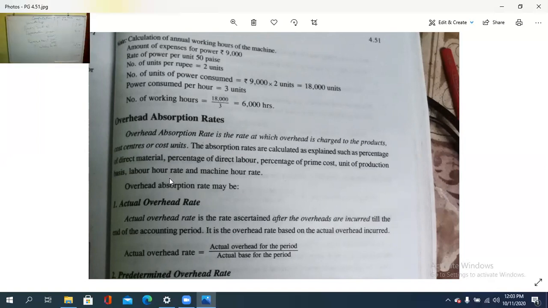So machine hour rate is ordinary machine hour rate and composite machine hour rate. Ordinary rate means the total overhead with regard to the machine divided by the total hours worked in the machine, that is the ordinary machine hour rate. While in the composite rate, take the total of the machine expenses incurred plus the fixed expenses also incurred, and divide by the number of hours worked in that machine. That is the composite machine hour rate.